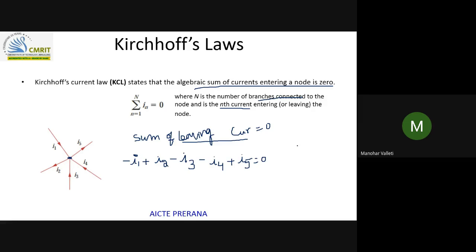You got it right. KVL in a loop, KCL at a node. We'll try all these network basics because I need them when we discuss analog electronics problems. That's why I'm discussing all this now.